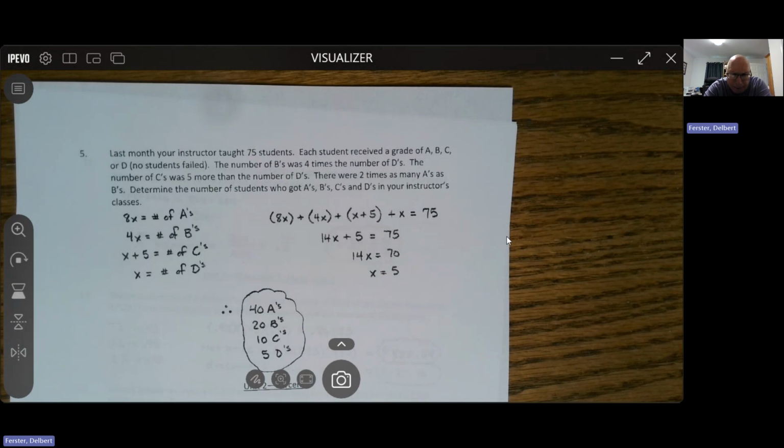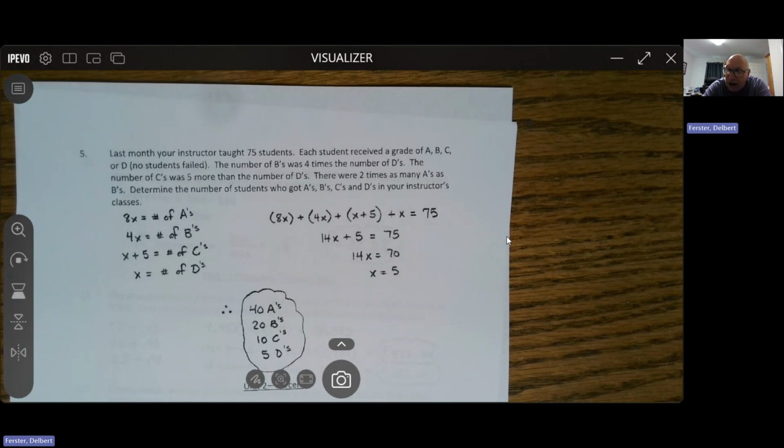And last but not least, the problem says there were 2 times as many A's as B's. So if B's was 4X, 2 times that would be 8X. The equation is actually kind of easy to get to because you know there are a total of 75 students. So if we add all of those letter grade representations together, we've got to get a total of 75. So there you see it on the right side: 8X plus 4X plus X plus 5 plus X, total of 75.